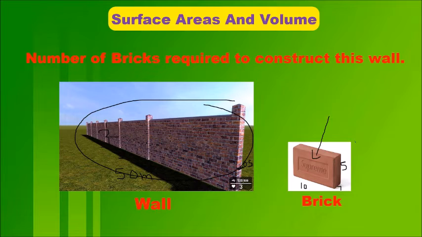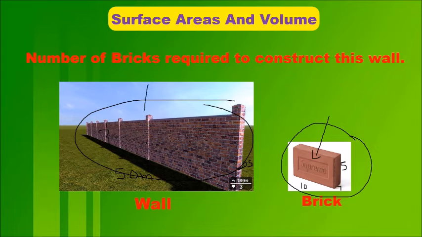After that we have to find out the volume of one brick. That can be calculated by using the formula L into B into H. But while finding out the volume, we must be careful. Here the units of length, breadth and height of the wall are given in meters, but here the units of length, breadth and height are given in centimeters. So either we have to convert the meters into centimeters or centimeters into meters.